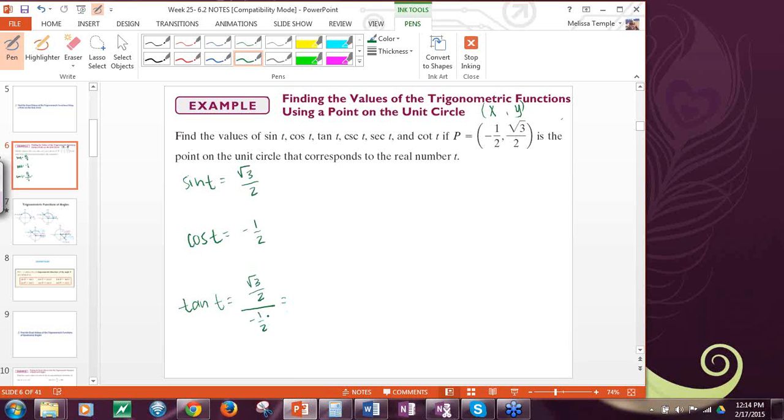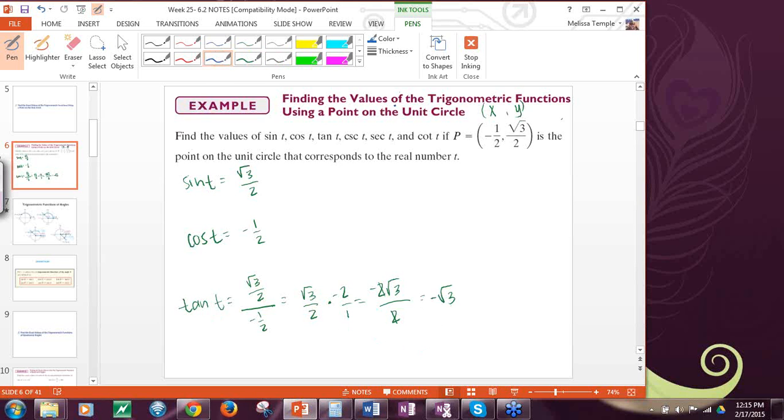When I'm dividing fractions, it's the same thing as multiplying by the reciprocal, which would be square root of 3 over 2 times -2 over 1, or copy, dot, flip. Well, you guys taught me that. And then when we multiply across, -2 times the square root of 3 over 2, and a 2 on top and a 2 on bottom cancels. So tangent of t is equal to -square root of 3.